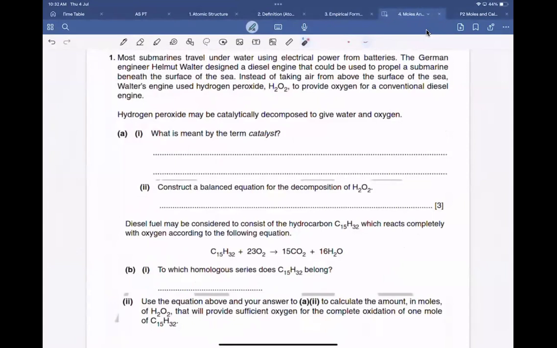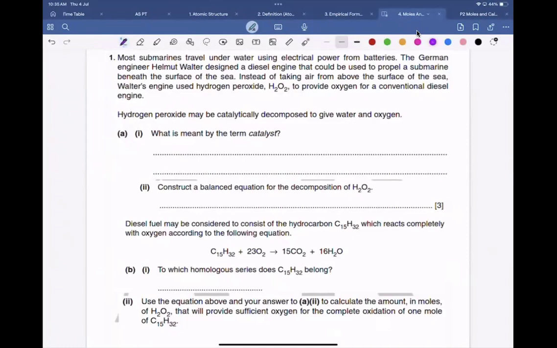Sir, I don't remember the exact definition of the catalyst. Okay, so what do you remember? Tell me. It is a substance that helps the reaction go faster. Yeah, that speeds up the reaction by lowering the activation energy. Okay. Yes, sir. Thank you. Okay, so you continue your work.